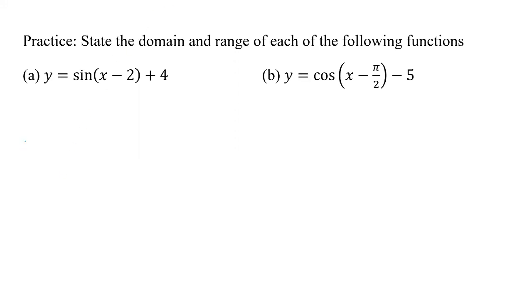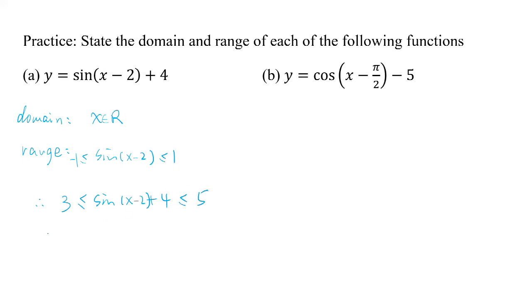Okay, so first let's have a look at the domain. Question A, the domain is apparently minus infinity to positive infinity, or the whole set of R, right? And the range, because sine of something is between -1 and +1, right? So sine x plus 2 plus 4 is just 3 to 5, right? Okay, so the range is 3 to 5.